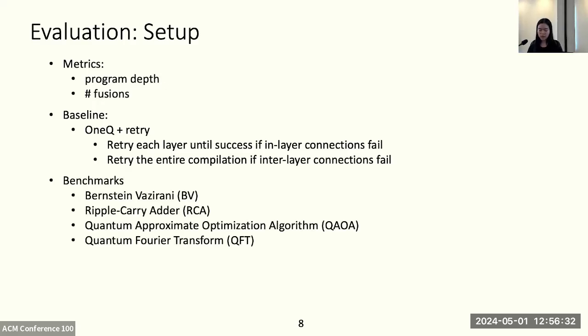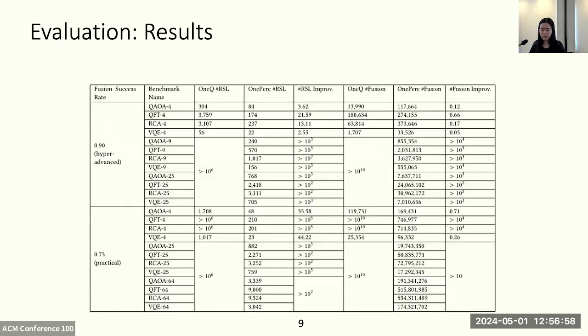We evaluate the framework with some typical quantum benchmarks, including VQE, RCA, QAOA, and QFT. For the fusion success probability, we evaluate with a hyper-advanced probability of 90% to see how much 1Q can scale in an optimistic scenario, and evaluate with a practical probability of 75% to demonstrate the power of 1perc. We can find that even with the fusion success rate of 90%, 1Q can only work for small programs, as small as 4-qubit programs in the circuit model.